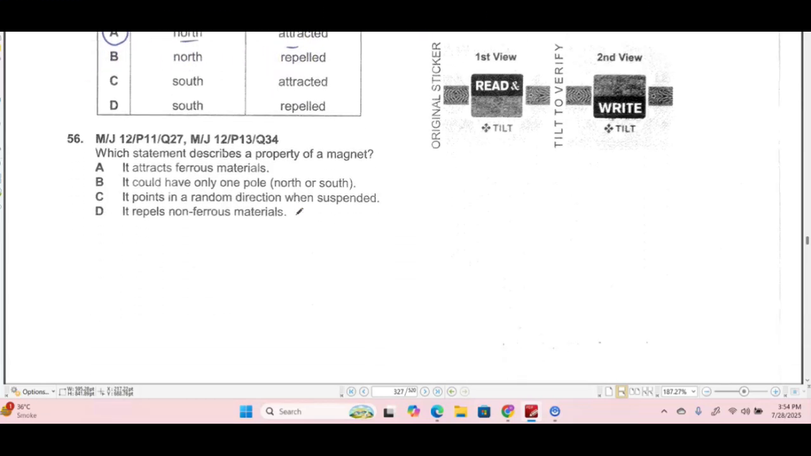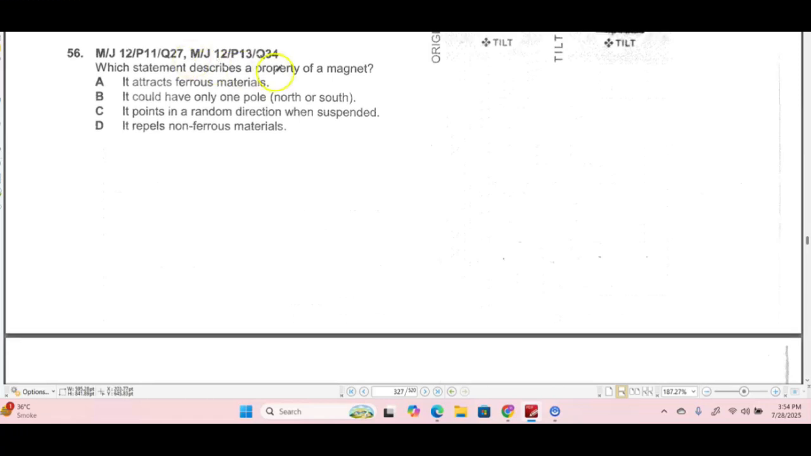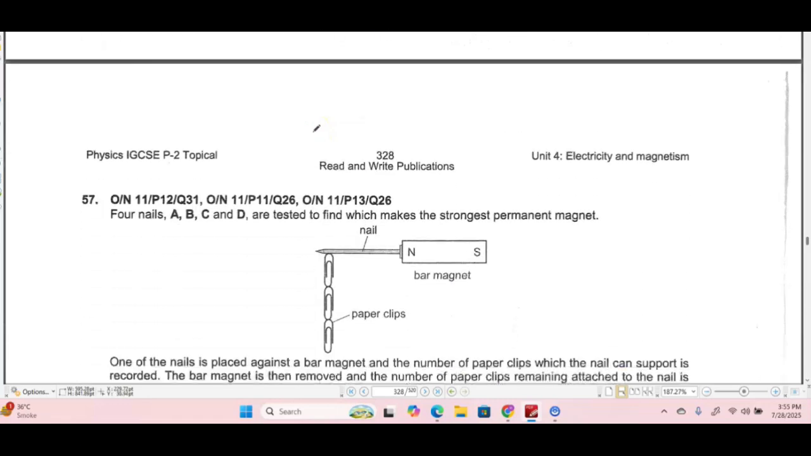Question number 56. Which statement describes the property of a magnet? It attracts ferrous materials. Yes, this is correct. It could have only one pole. No, that is not correct. It points in a random direction when suspended. No, it points in the north-south direction according to the north and south pole of the earth. It repels non-ferrous material. It doesn't repel non-ferrous material, there is no repulsion or attraction either. So A is going to be the correct option.